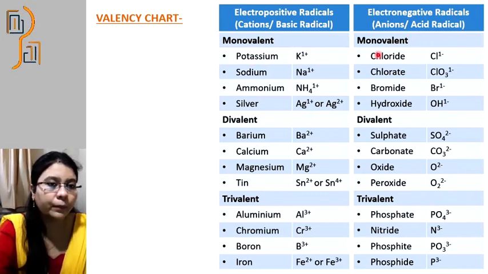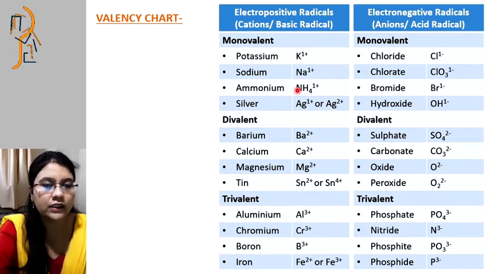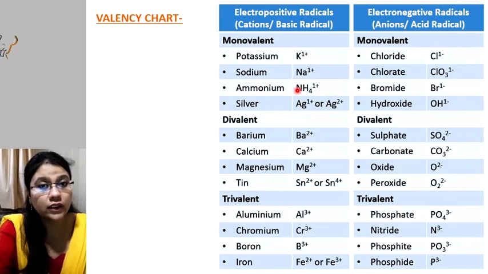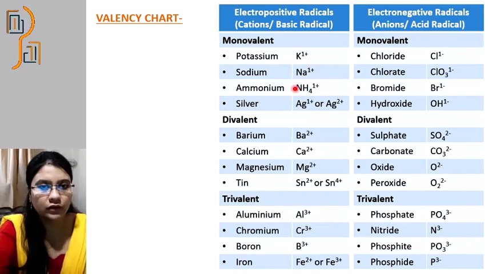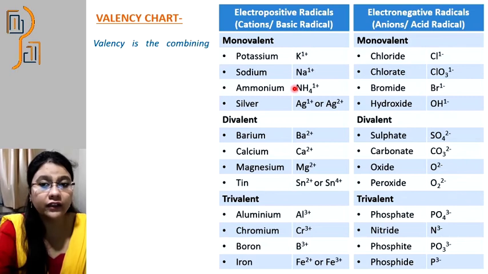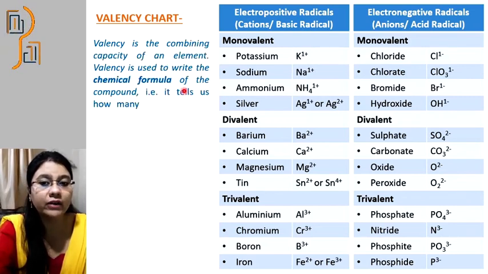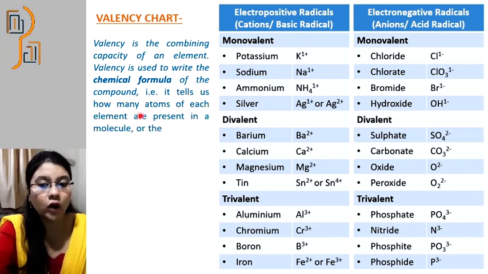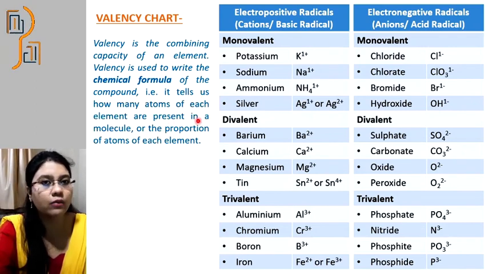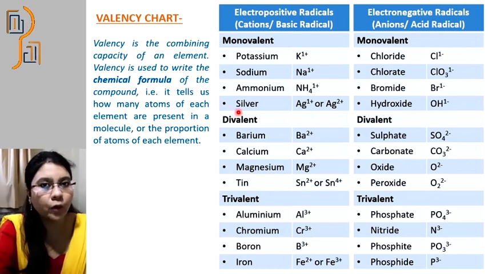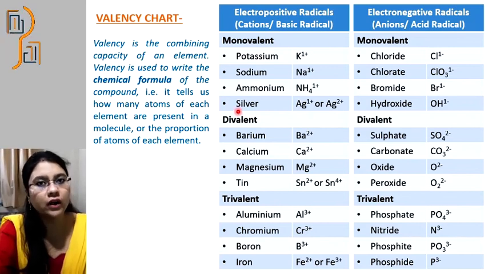Without this basic skill of valency, you cannot proceed with any of the topics of chemistry. So this is very, very important. As we have already learned, valency is the combining capacity of an element and it is used to write the chemical formula, that is, it tells us how many atoms of each element are present in a molecule, which makes you realize how important this topic is. It helps us to determine the chemical formula of a compound, which is our next topic.